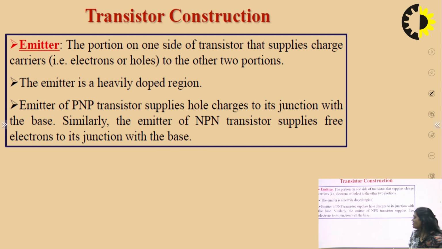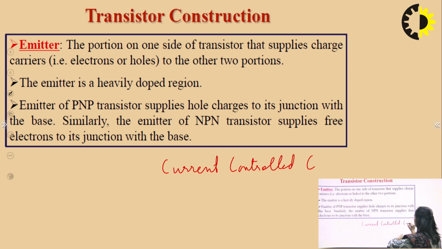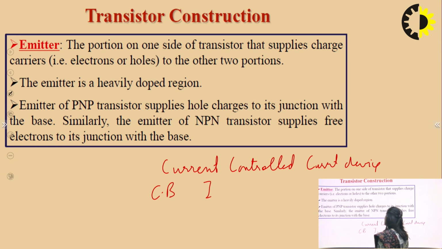BJT is also called a current controlled current device. Current controlled current device means here the output current in the BJT is controlled by the input current. Like in case of the common base configuration, IC is the output current and IE is the input current. So this output current is controlled by the IE. That's why it is called a current controlled current device.